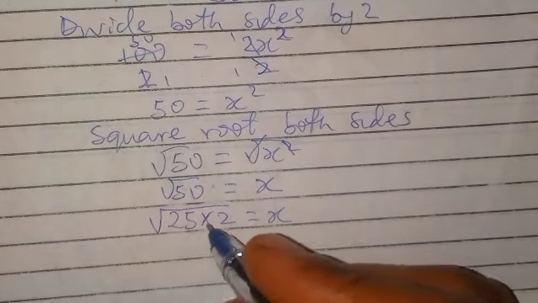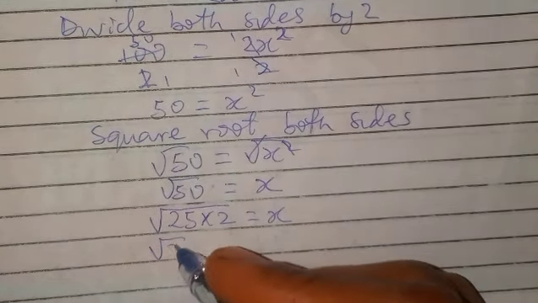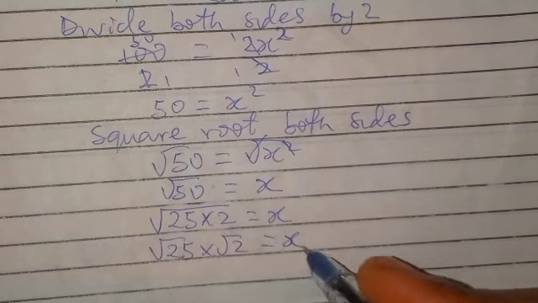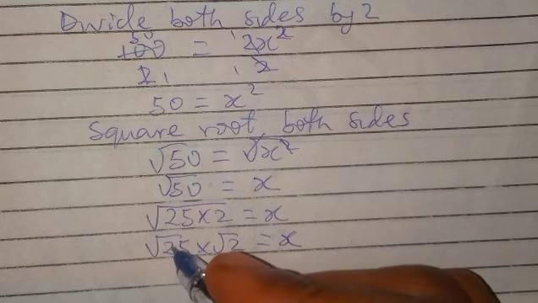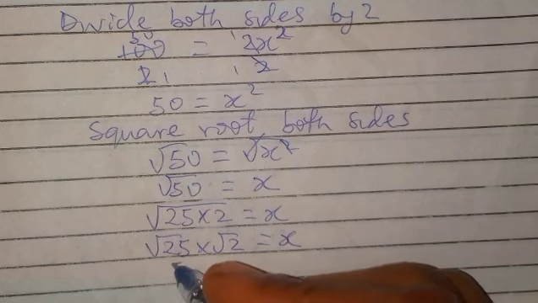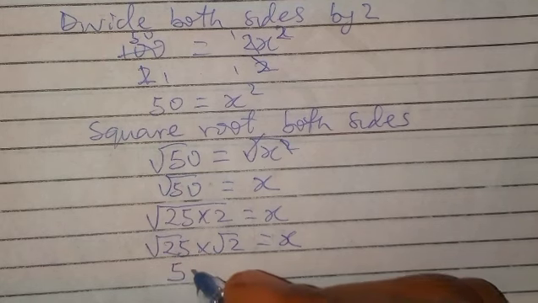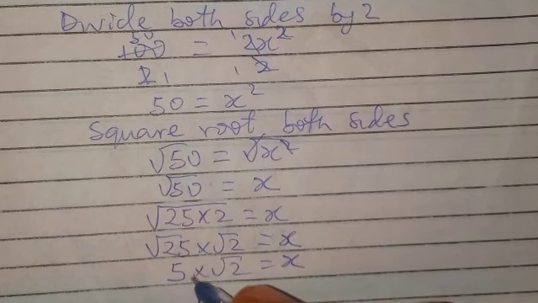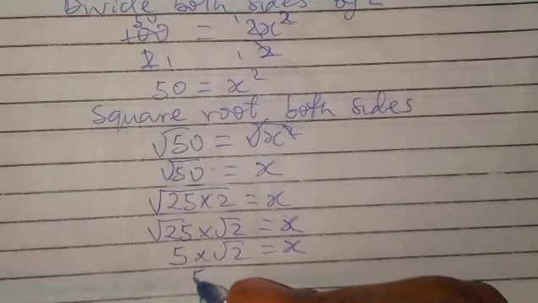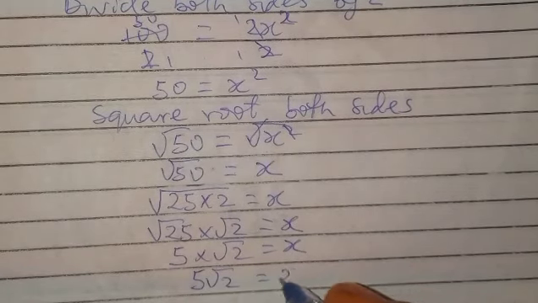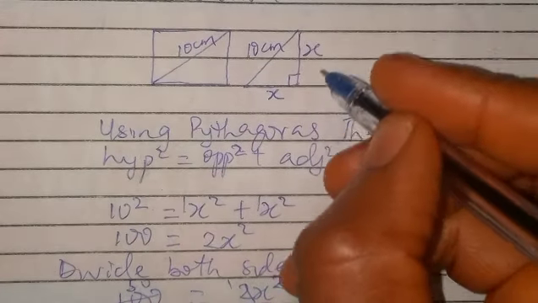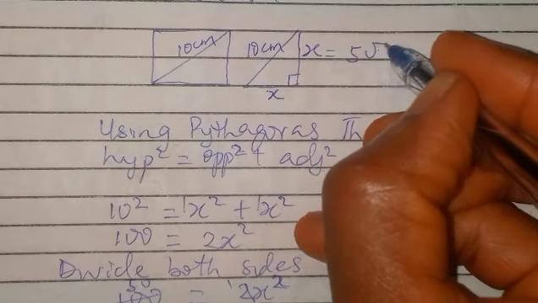Then we can take the square root of both of them. There is the square root of 25 times the square root of 2 is equal to x. Then the square root of 25 here is what? 5, times the square root of 2, which is equal to x. Then 5 times root 2 will give us 5 root 2, which is equal to x. So this is the side of the square. So x here is equal to 5 root 2.